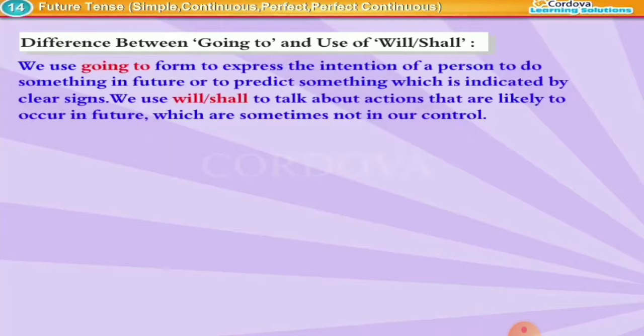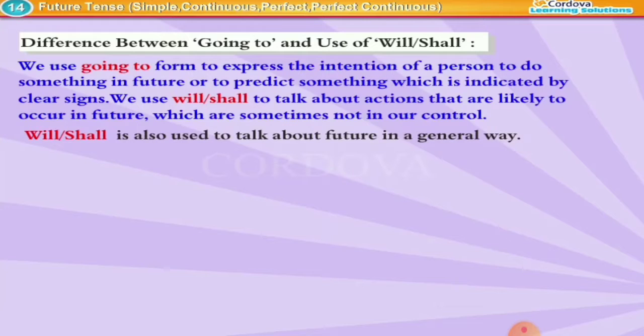We use going to form to express the intention of a person to do something in future, or to predict something which is indicated by clear signs. We use will, shall to talk about actions that are likely to occur in future, which are sometimes not in our control. Will, shall is also used to talk about future in a general way.